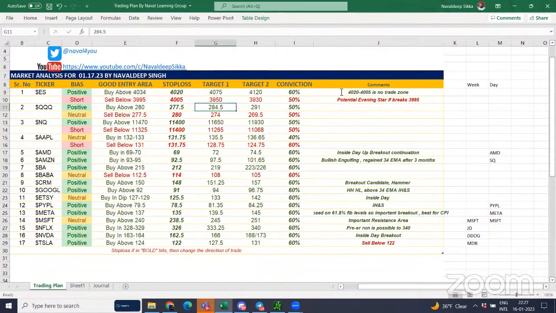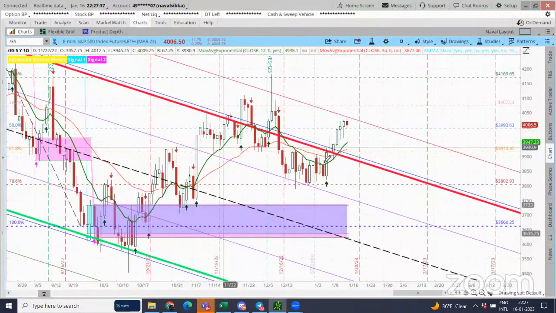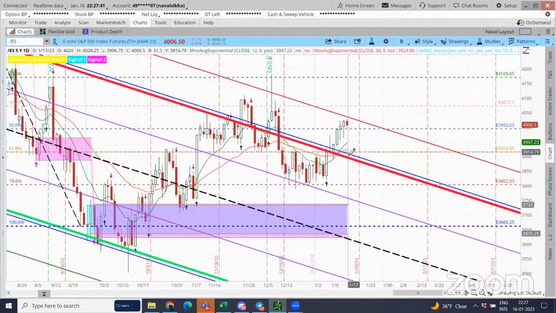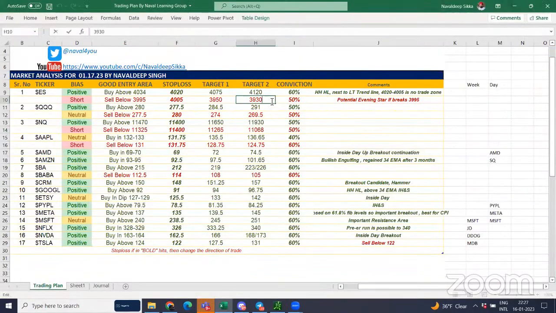And here we are making higher highs, higher lows next to the long-term trend line. And here the 1234 is positive, so 3915.